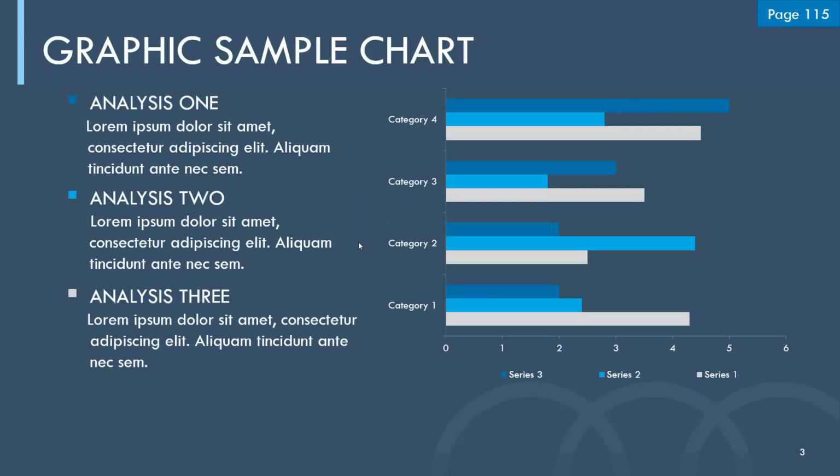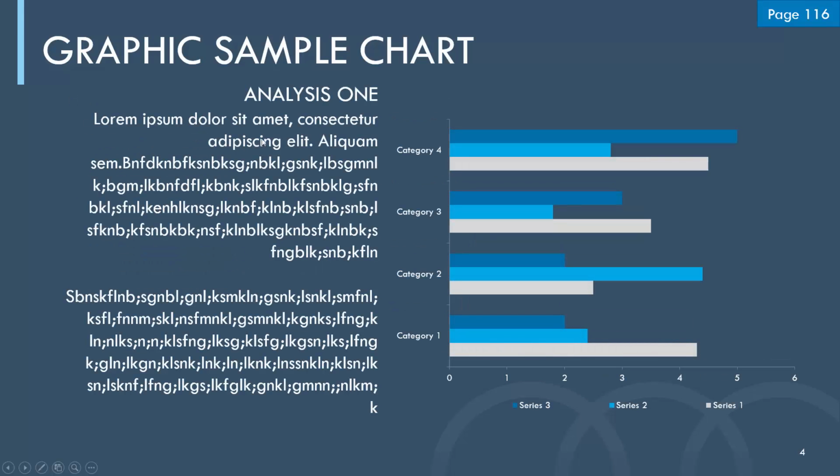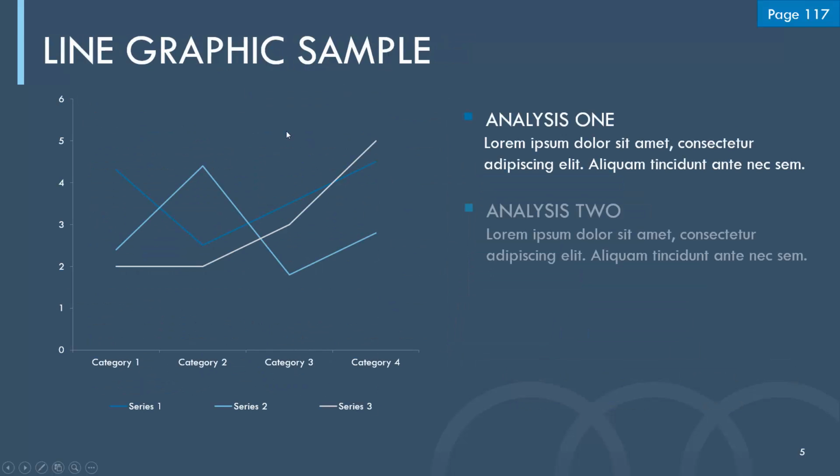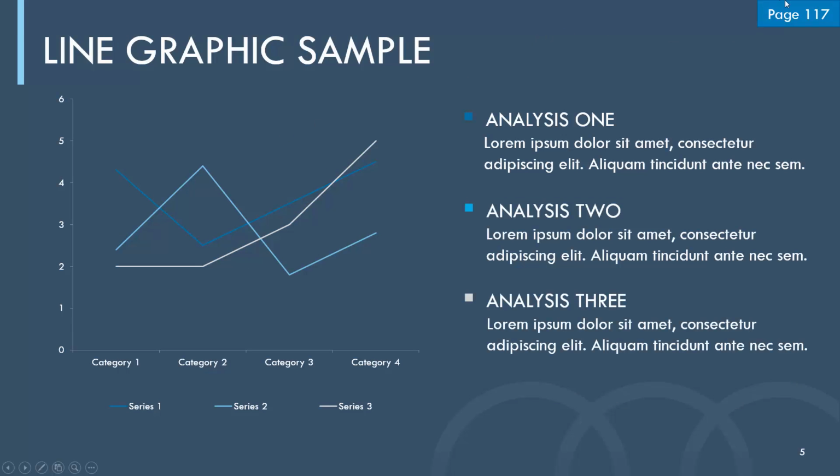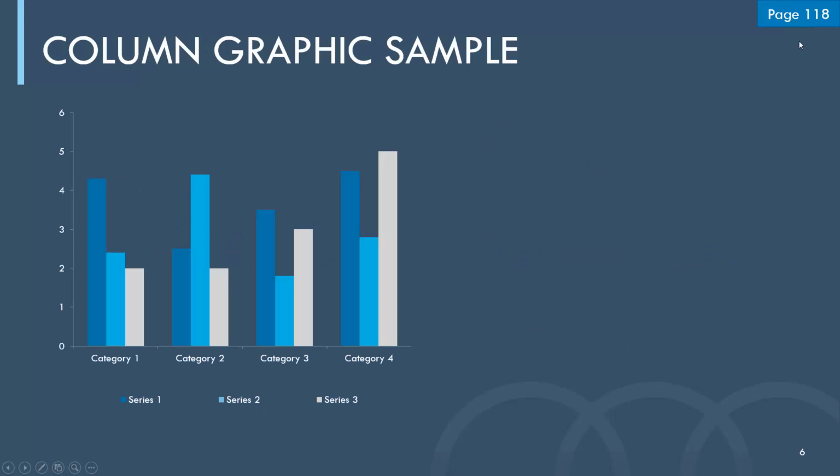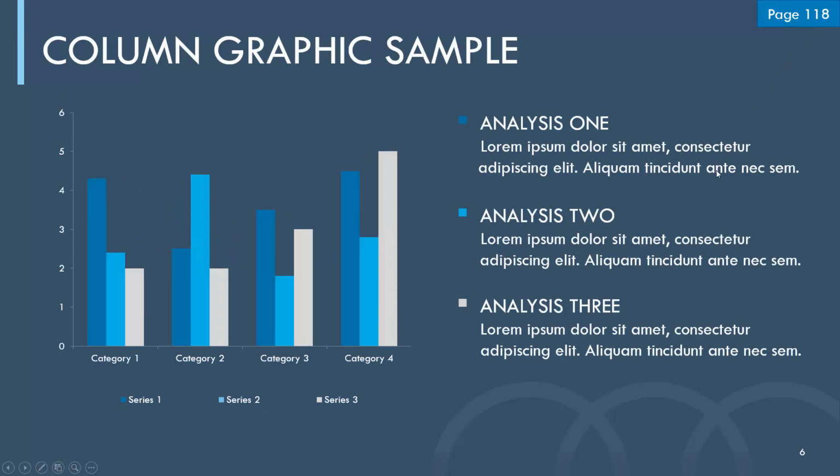So here's a sample chart. The information is there. It even animates in. On this one, here's analysis 1. On this line graphic chart, everything is preset and animated. This is coming from page 117 of the sample deck. And here's another chart example. So this is really a nice way.